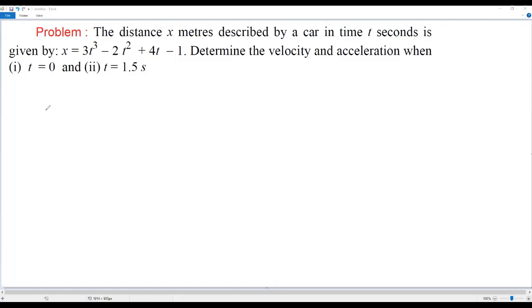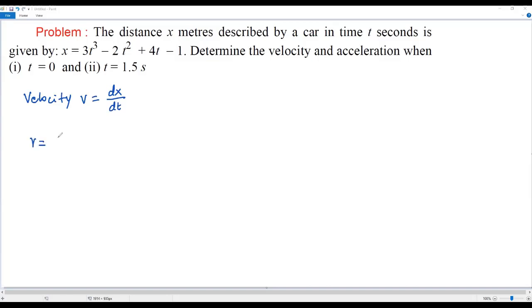Okay, so first let's find the velocity and acceleration. Once we get the velocity and acceleration, then we can plug in the given times, that is t equal to 0 and t equal to 1.5. To get velocity, I have to find the derivative of the distance x with respect to time. So velocity v equals dx over dt, that is the derivative of x with respect to time.